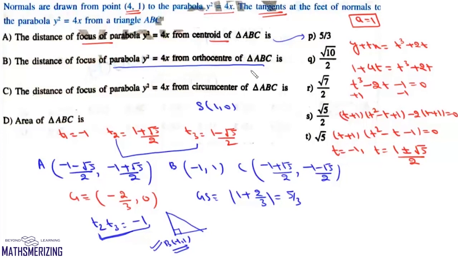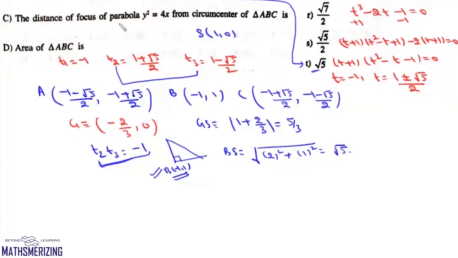So distance of focus from orthocenter, so it will be simply under root of, now this is 2 square and then plus 1 square, so it will be simply root 5. So distance of focus from orthocenter of triangle ABC is simply root 5. That's your option number D.